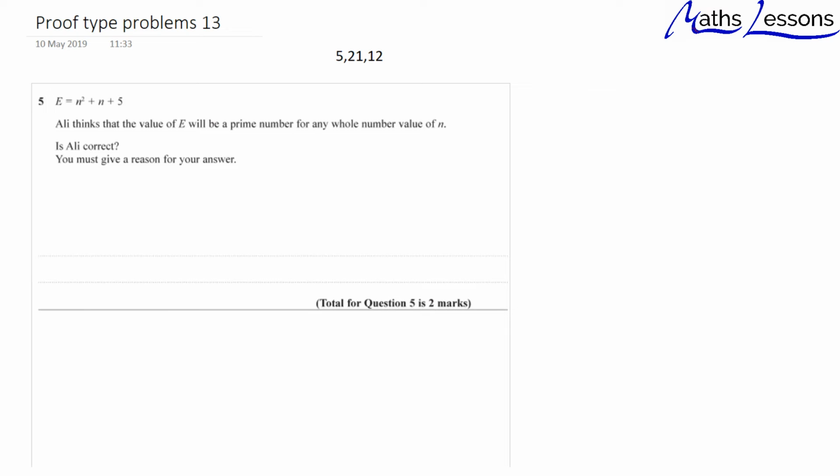Okay, so look at this. So you've got n squared plus n plus 5. And Ali thinks that the value of e will be prime for any whole number value of n. Well, there's an obvious way where he won't be. If you make n equal 5, then you've got 5 squared plus 5 plus 5. So you've got a common factor of 5. You could take 5 out as a factor, left with 5.